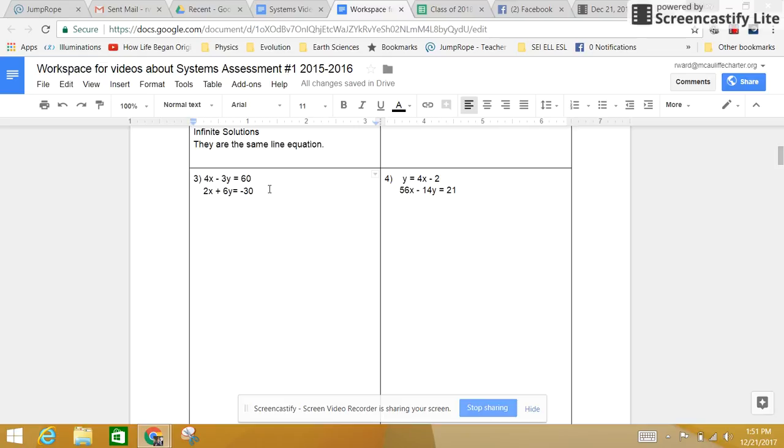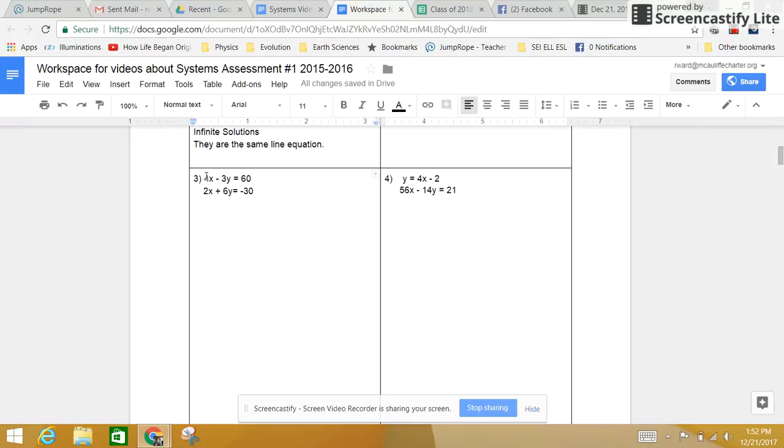Okay, I'm going to try number 3 from the 2015-2016 test. It's 4x minus 3y equals 60, and 2x plus 6y equals negative 30. These are both in the same form. They're in standard form, and standard form is often a good one for elimination.